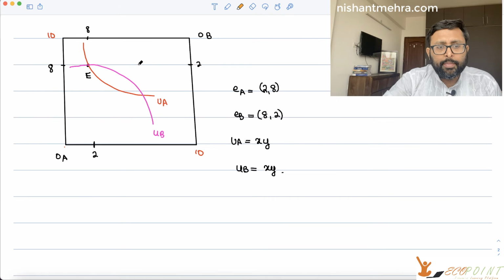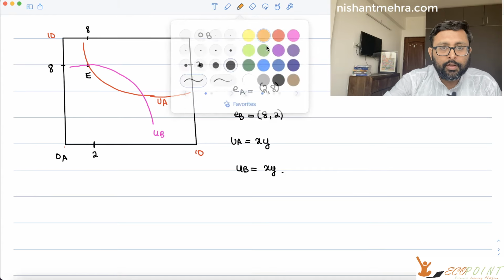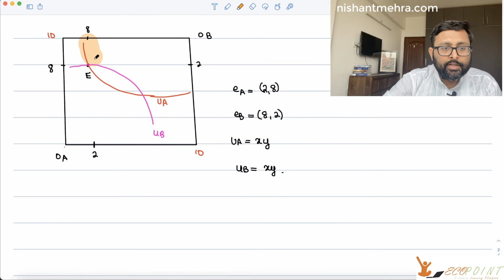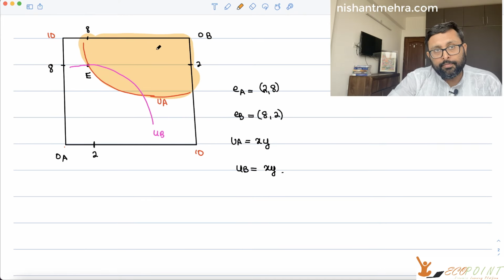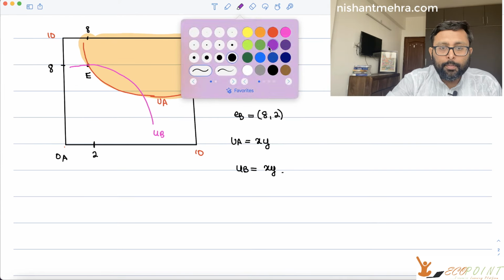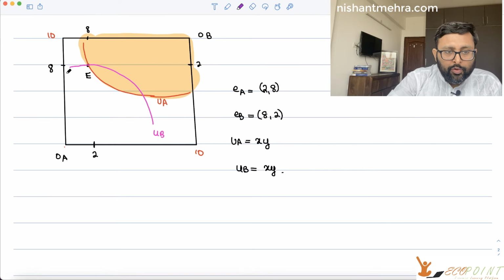You tell me one thing. What is the better off region for me? For the simpler version, I'm going to draw it like this, so that it becomes easier for you to think. What is the better off region for me? This one is the weakly preferred region. So I will not have a problem moving in this region, right? What about you? You will not have a problem moving in this region.